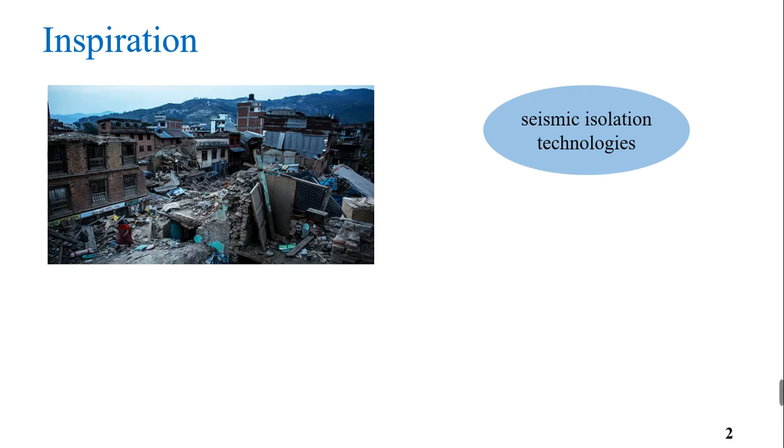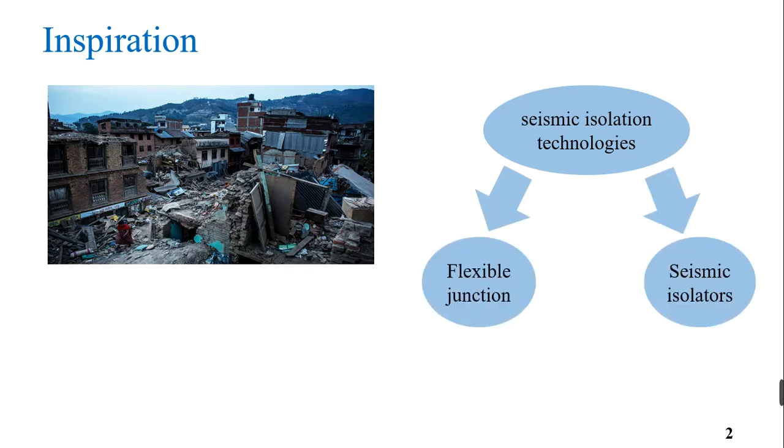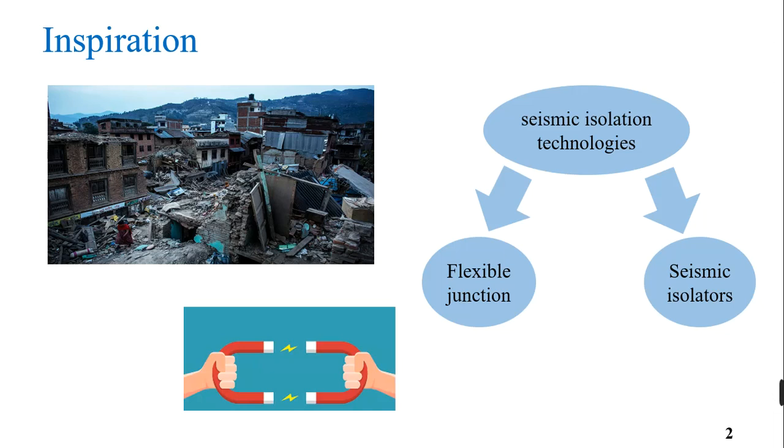And there are two main seismic isolation technologies that are mostly used: flexible junction and seismic isolators of springs beneath the building. Since the flexible junction erodes over time and the seismic isolators sometimes cannot protect buildings, we attempt to develop a system that increases damping of vibration depending on the magnetic forces and the force of the springs.